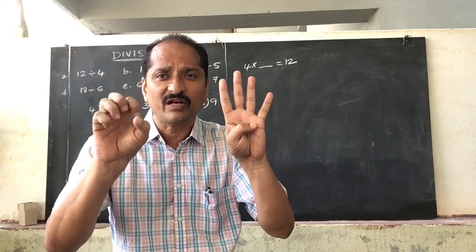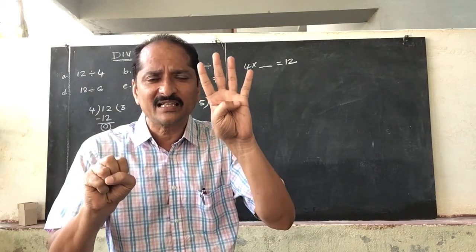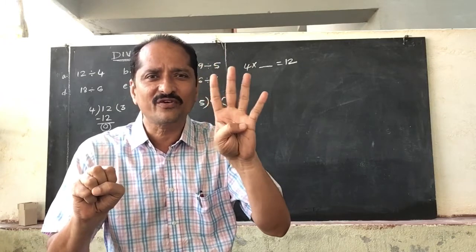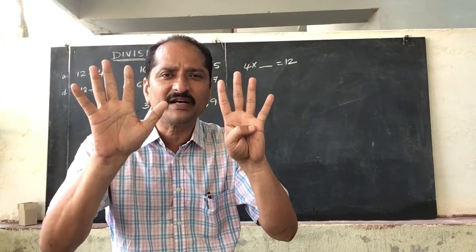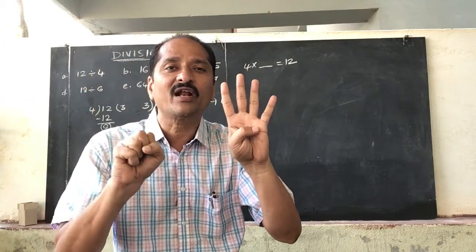So take out one 5. Is there any another 5 to take out? Only 4 is left over. So in 9, how many 5's are there? In 9, one 5 is there.